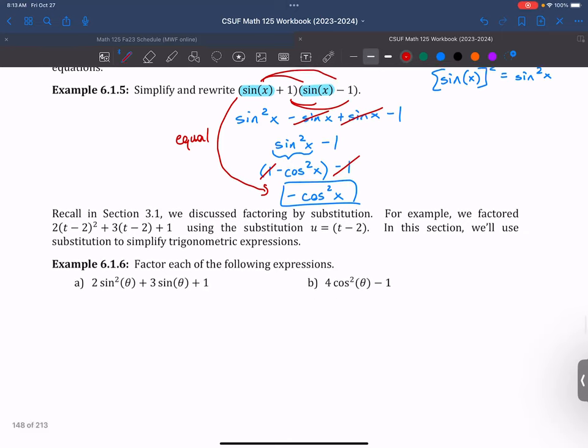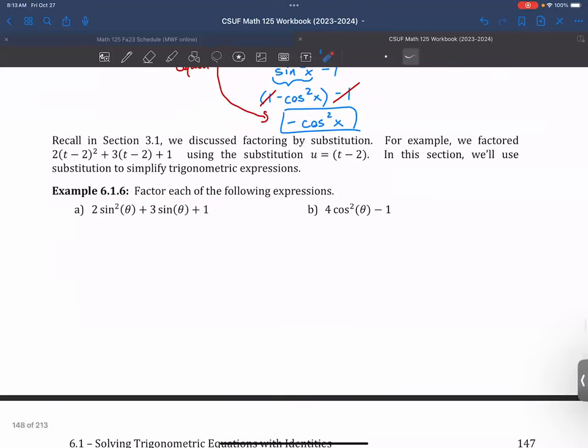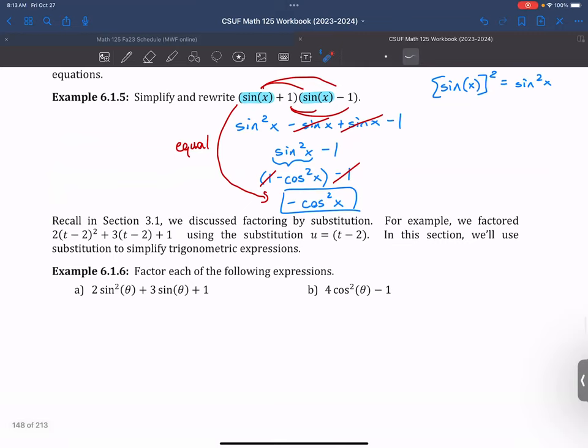Another thing we can do is factor in order to simplify. In this case, I guess we're not simplifying yet, but we're asked to factor these expressions. So if I see something like this, the first thing I notice is the sine squared theta and then the sine theta. This is essentially a quadratic.